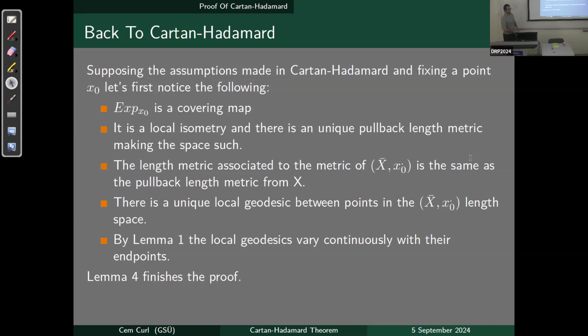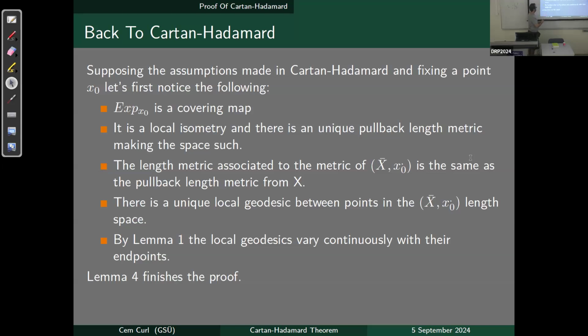Then back to Cartan Hadamard. We can now prove Cartan Hadamard because all of those very, very specific lemmas come together right now. Supposing the assumptions made in Cartan Hadamard, that our space X is connected, complete and locally convex in the metric sense, we have the following. The exponential at any point is a covering map. It is a local isometry, and there is a unique pullback length metric making the space such by proposition 1. The length metric associated with this is the same as the pullback length metric with the usual metric. Remember, it's the supremum of distances. It's the same as the pullback length metric from X.